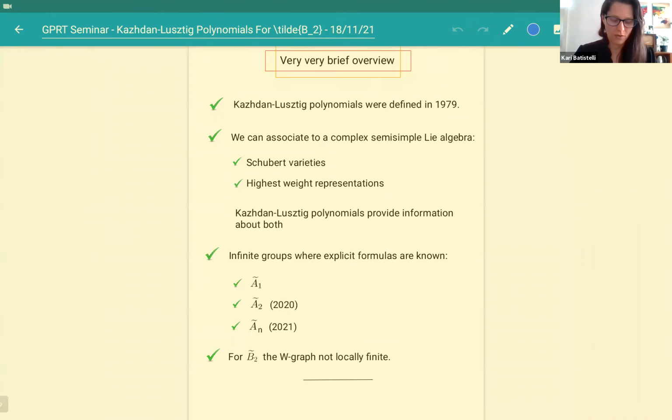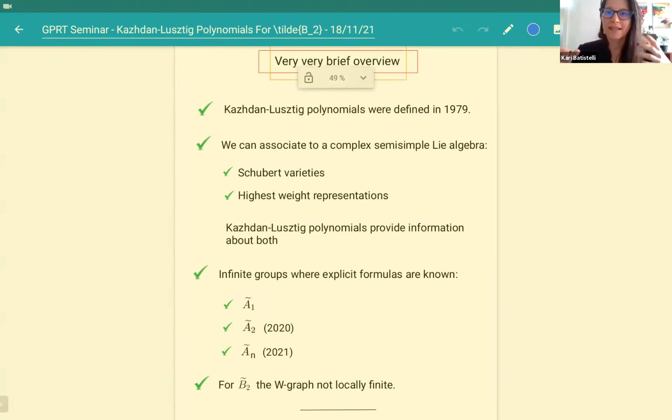These polynomials were defined in 1979, and they are very important in representation theory. For example, if you have a complex semisimple algebra, you can look at it from two different sides. You can look at it from the geometric side and study the Schubert varieties, and you can look at it from the algebraic side and study the highest weight representations. It turns out that the Kazhdan-Lusztig polynomials provide information about both, so they serve as a sort of bridge between the two worlds.